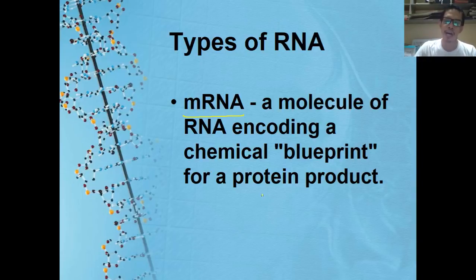As I said earlier, the DNA contains codes that create protein products. Now, the DNA cannot go out of the nucleus, so the mRNA goes into the nucleus to copy whatever blueprint or codes are stored by the DNA in order to create a protein product. So that is the mRNA.